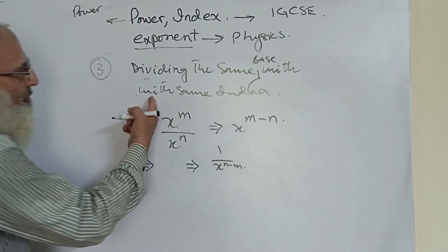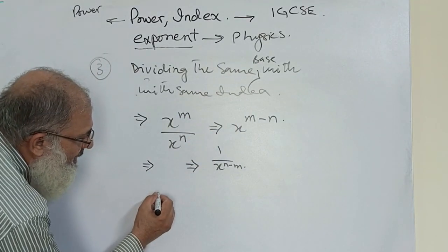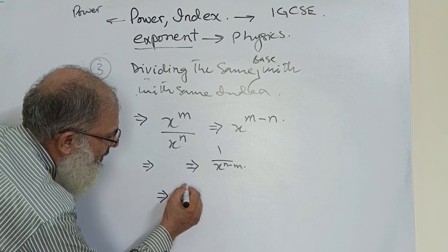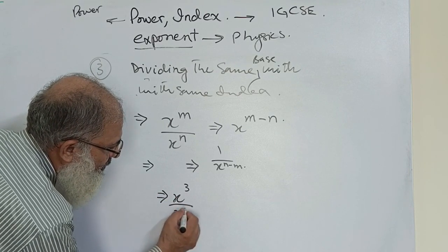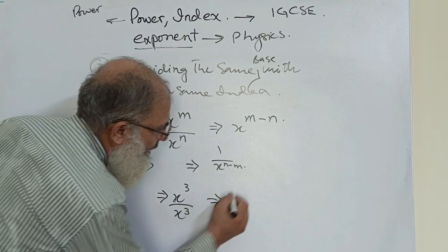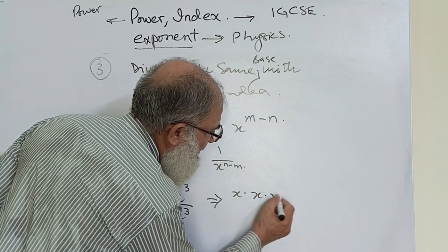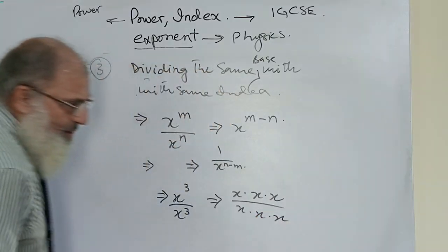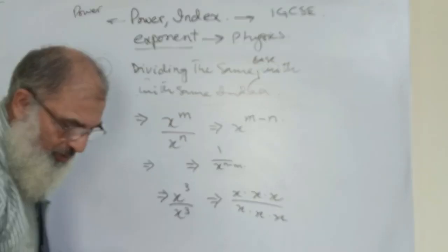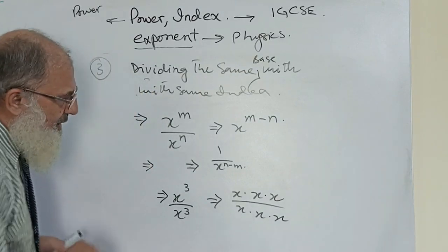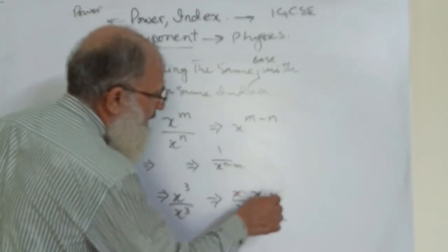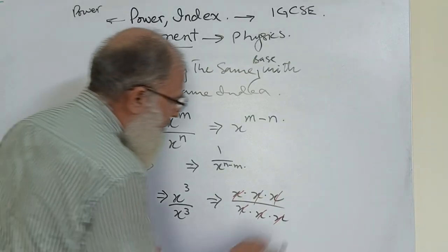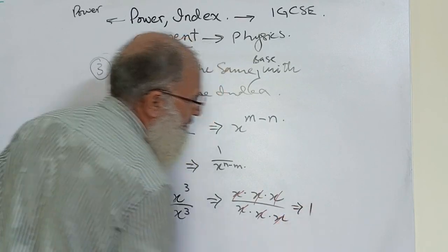Now with the same index, if it is x cubed divided by x cubed, what will happen? We'll write it as x x x over x x x. You see what will happen over here? A cancellation effect. And what will be the outcome? That will be 1.